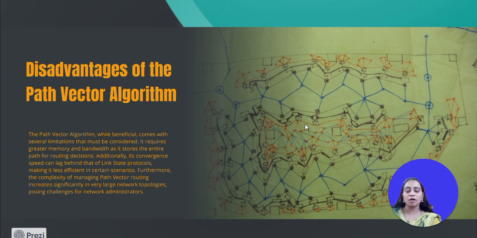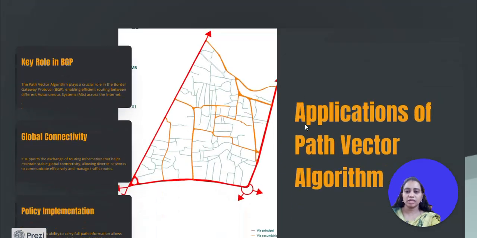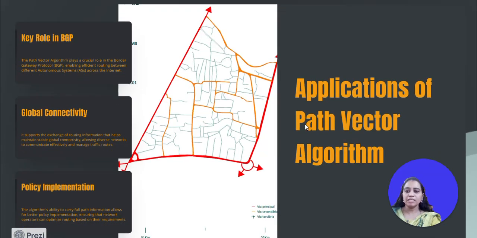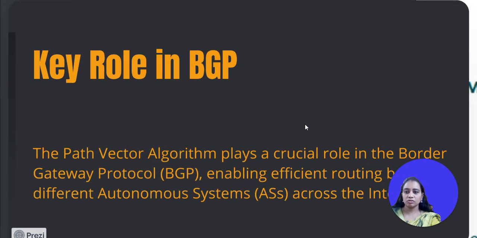Suppose you have topologies like star or ring, or the positioning of these topologies or systems, then it may take more time for doing such a task. Then applications: we have already discussed the disadvantages and advantages. Now we will go for applications, the key roles of BGP. What the key role of BGP is, we will be studying in the next upcoming video.